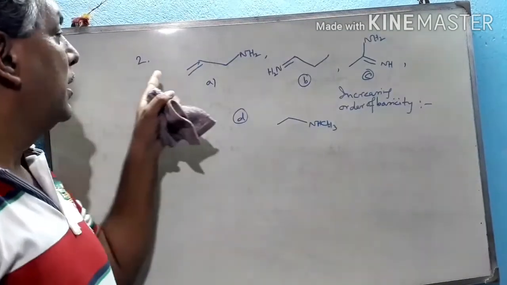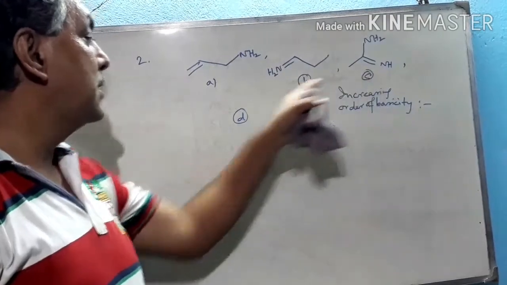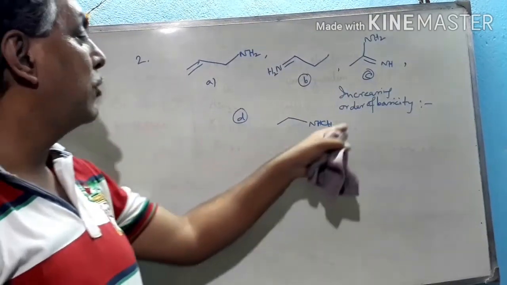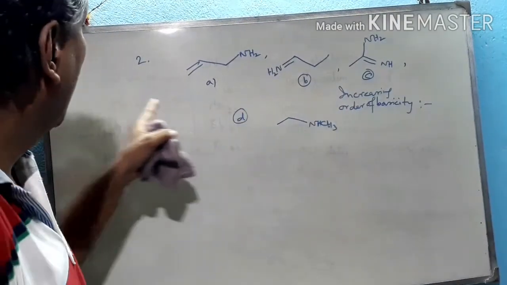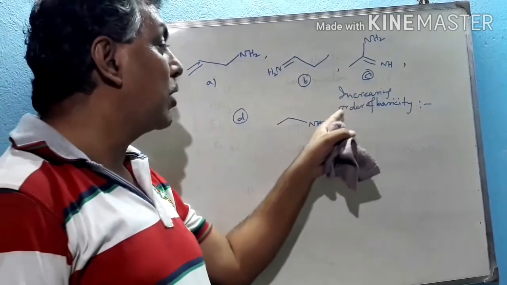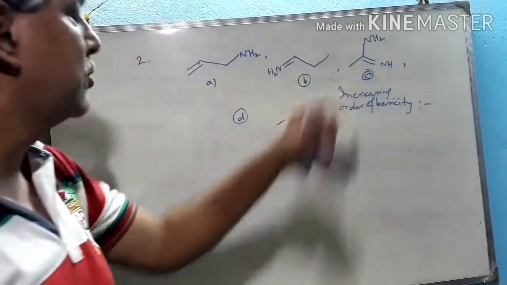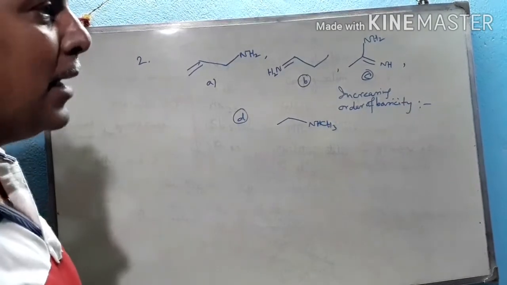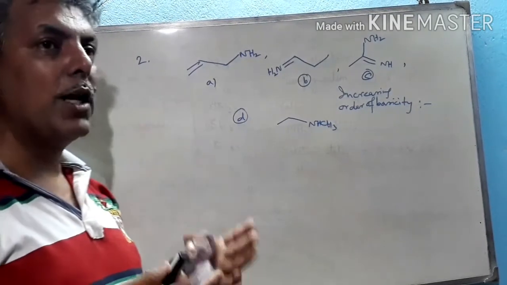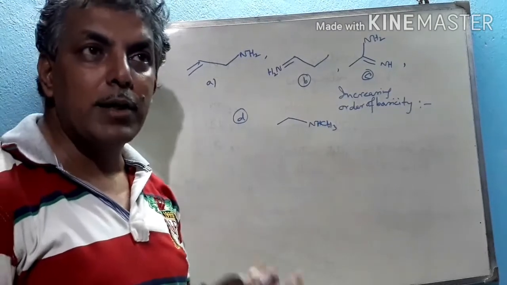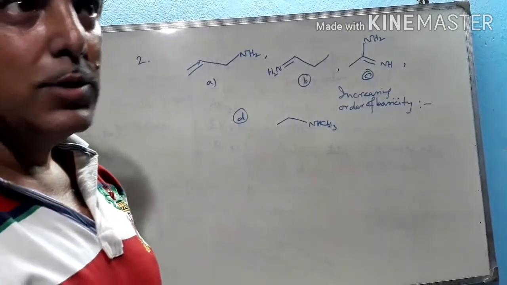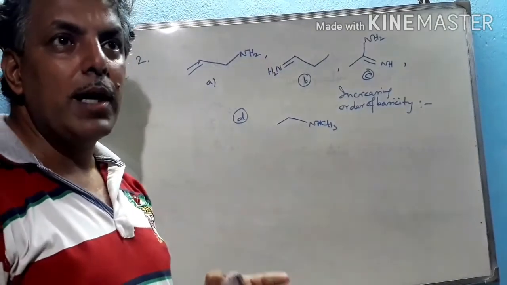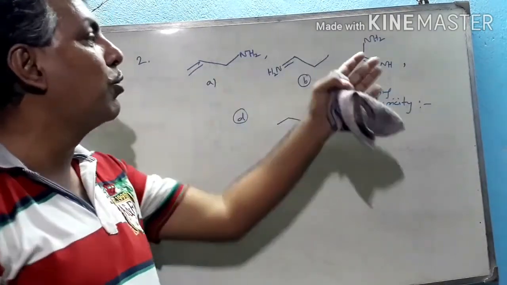Number 2. Here there are 4 different compounds. We have to arrange these compounds in increasing order of their basicity. Basicity means, according to Lewis theory, how readily a substance can donate its lone pair to another substance. On this basis, we can compare the basicity of these 4 compounds.